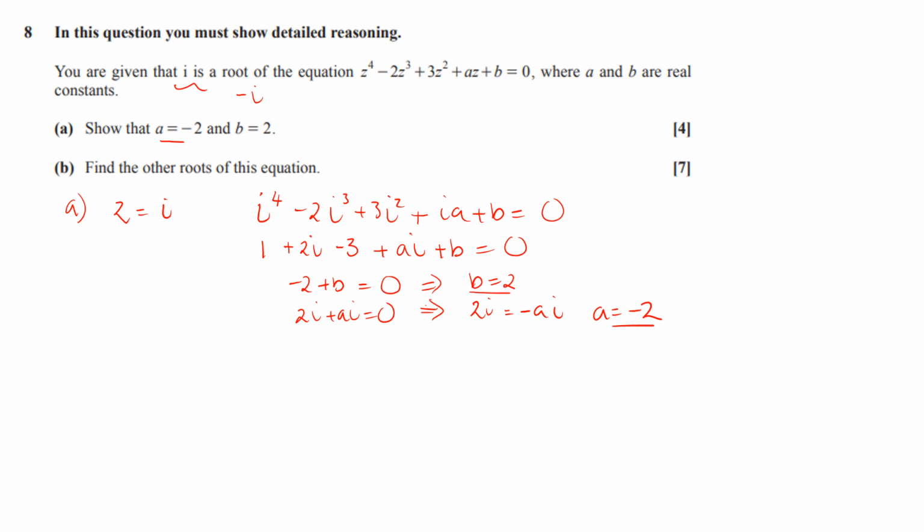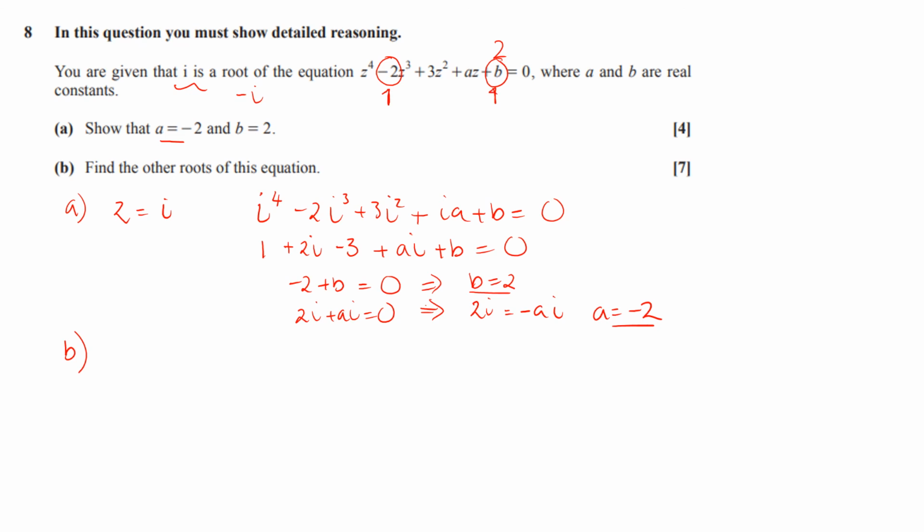So there's the proof. Get 4 marks for that. That's not too hard, that one. Part B, find the other roots. So we know that i and minus i are roots, and we know the coefficients: we've got minus 2 here, we've got the 3, and a is minus 2 and b is 2.